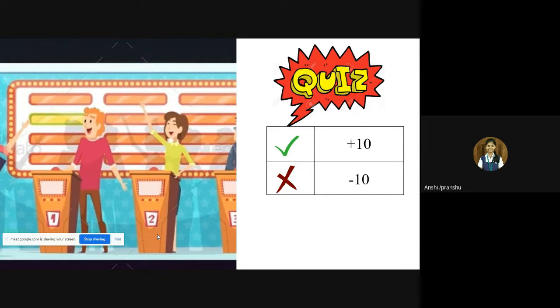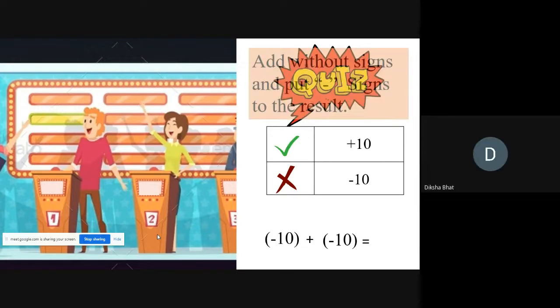What would be the total score of a participant if he gives two wrong answers? Negative 20. Yes. How would you write this mathematically? Negative 10 plus negative 10. So what will be the answer? -20. Yes, correct. Negative 20.